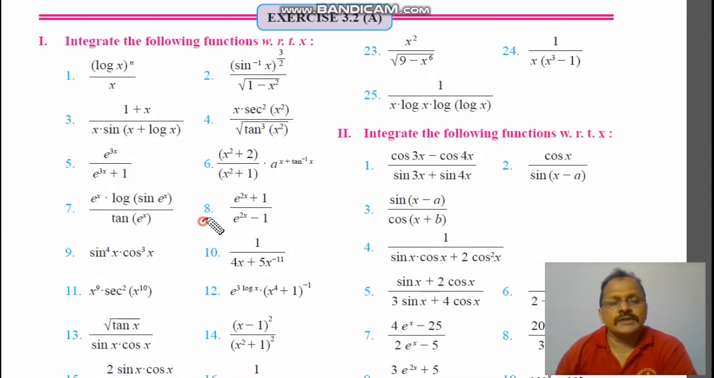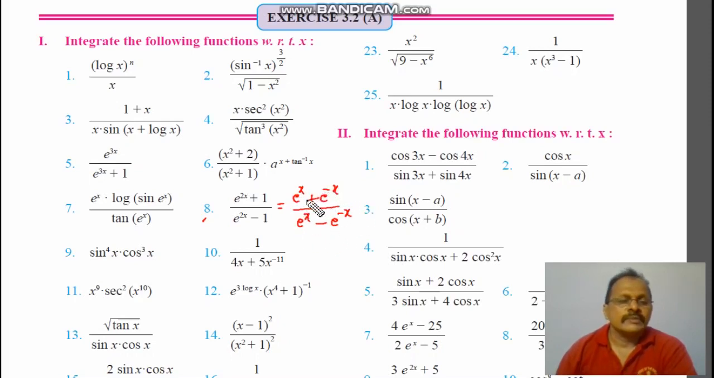Next one, eighth one, e raised to 2x plus 1 upon e raised to 2x minus 1. Here multiply the numerator and denominator by e raised to minus x. Then this integrand will become e raised to x plus e raised to minus x upon e raised to x minus e raised to minus x. Now the derivative of denominator is present in the numerator, so it is in the form f dash x upon fx, and you can find its solution easily.